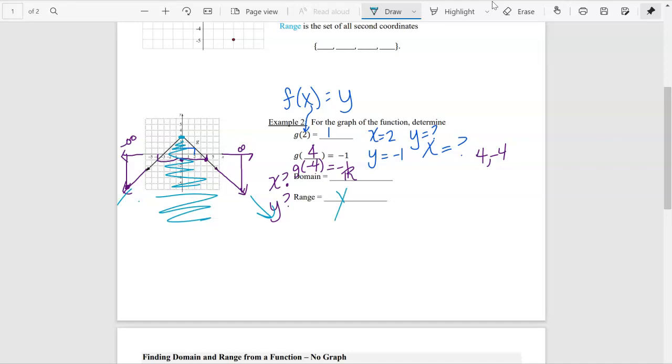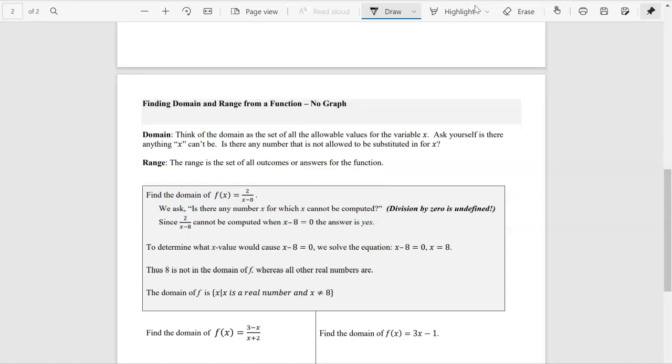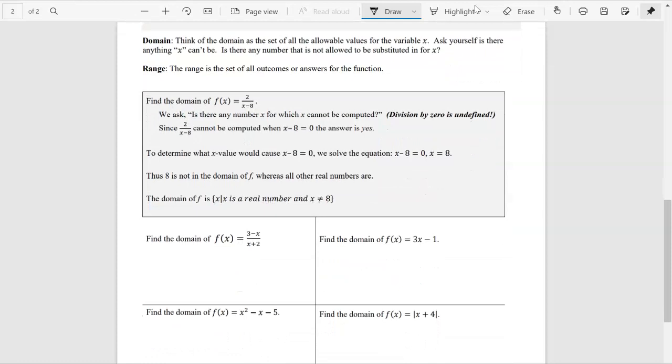So our range is all y's such that y is less than or equal to 3. So it doesn't go past 3, but it could be equal to 3. When you're thinking about the domain, you want to think of the domain as the set of all allowable values for the variable x. Ask yourself, is there anything x can't be? Is there any number that is not allowed to be substituted for x? The range is the set of all outcomes or answers for the function.